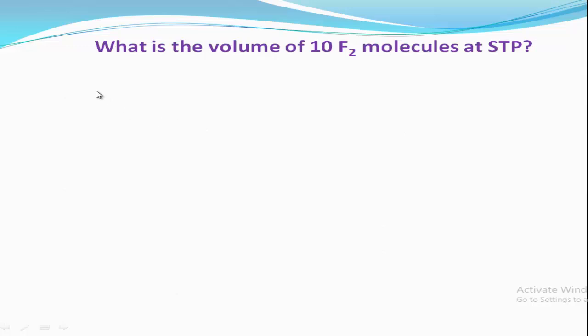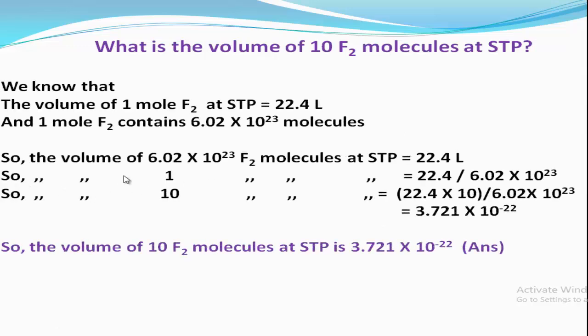Now another problem. What is the volume of 10 fluorine molecules at standard temperature and pressure? We know that 1 mole of fluorine molecules occupies 22.4 liter volume, and 1 mole fluorine molecules contains Avogadro's number of molecules. So now you can easily solve your problem. The volume of Avogadro's number of fluorine molecules at standard temperature and pressure is 22.4 liter. So the volume of 10 molecules you can easily calculate.